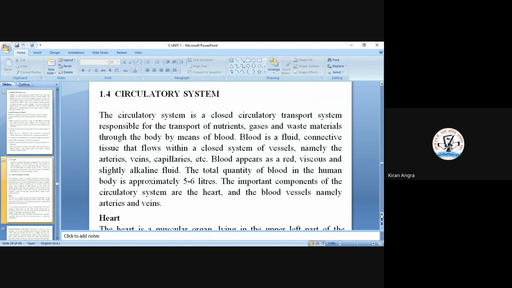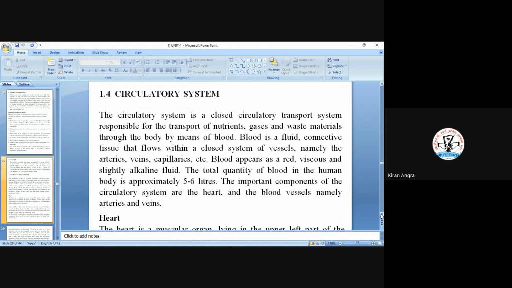As I just told you, blood is a connective tissue that flows within the closed system of vessels: arteries, veins, capillaries. Every human body has approximately 5 to 6 liters of blood. Now, the circulatory system comprises the heart and the blood vessels, and the blood vessels are the arteries and the veins.